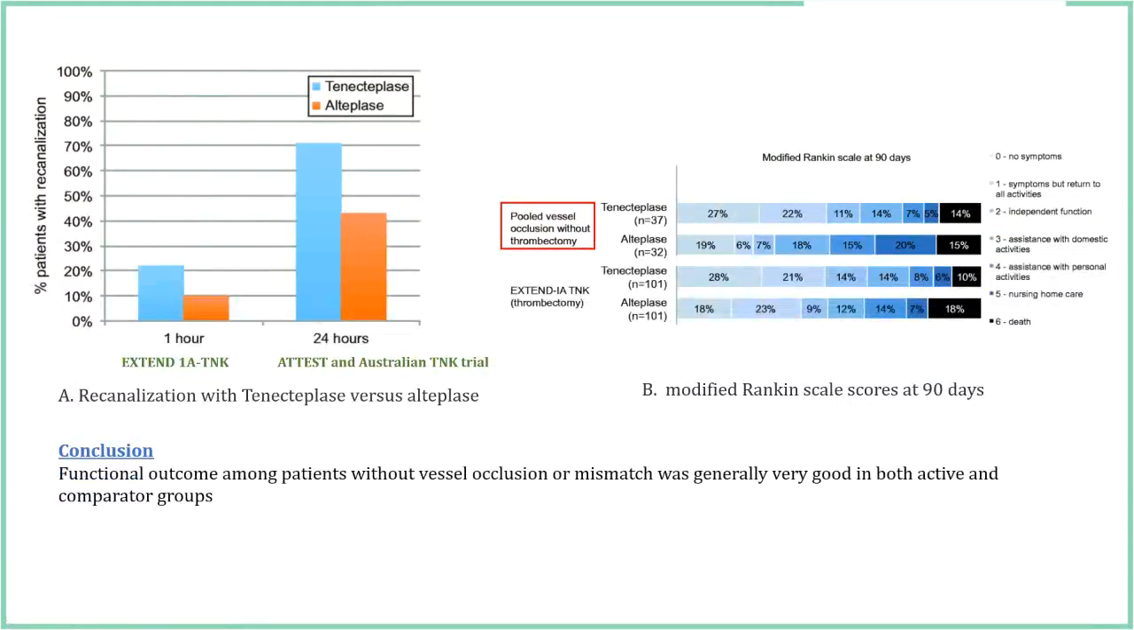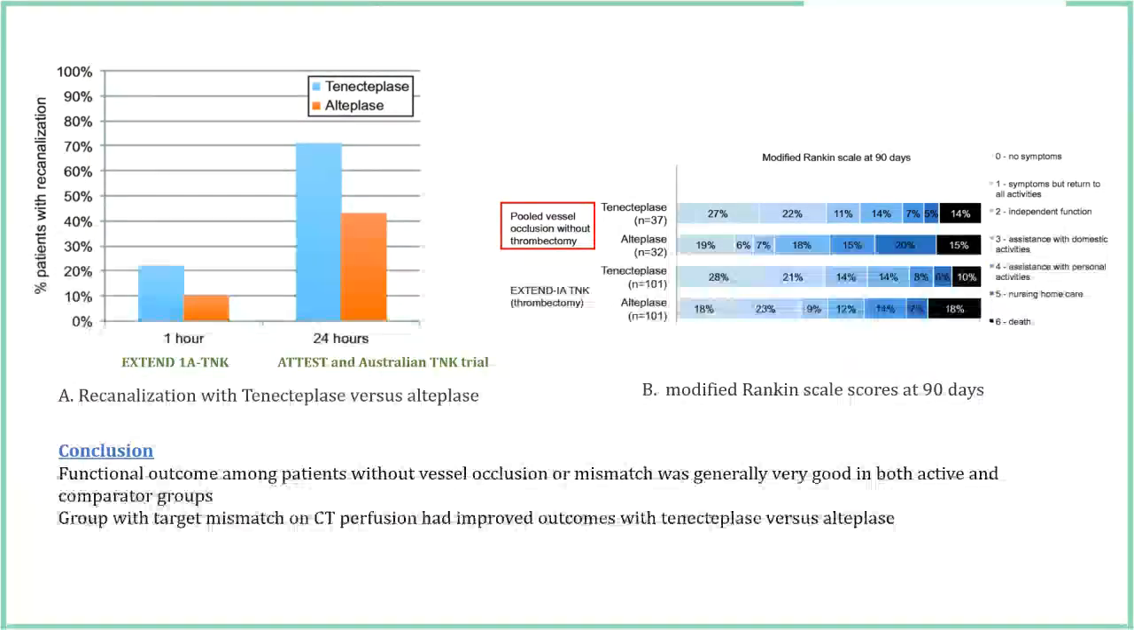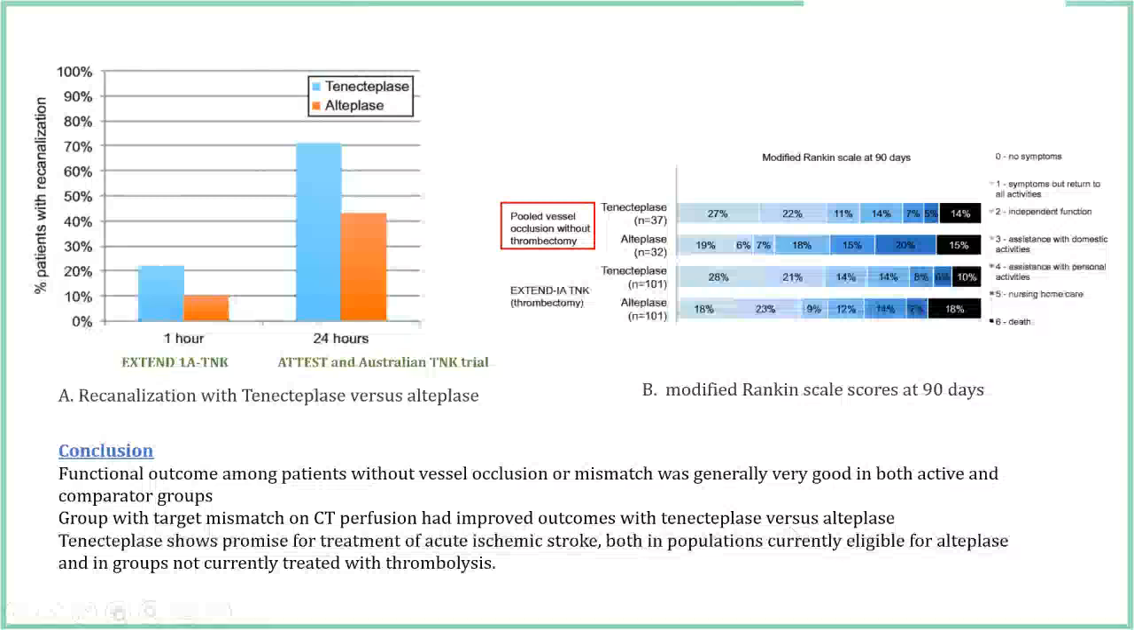So the conclusion is that the functional outcomes among all these patients with vessel occlusion or mismatch were generally very good in both the active and comparator groups. The group with target mismatch on the CT perfusion had improved outcome with Tenecteplase versus Alteplase. It is a promising drug in future stroke management.